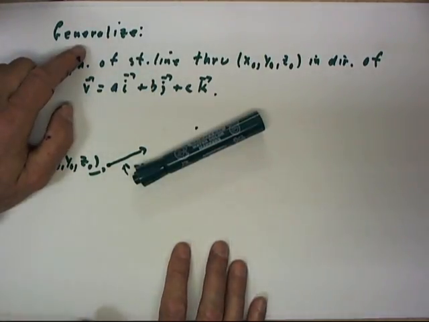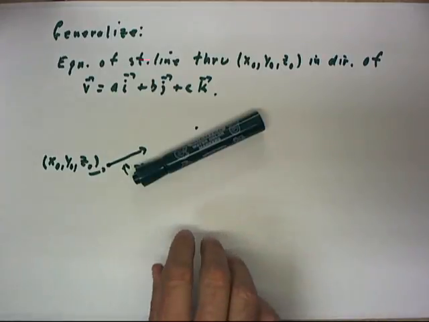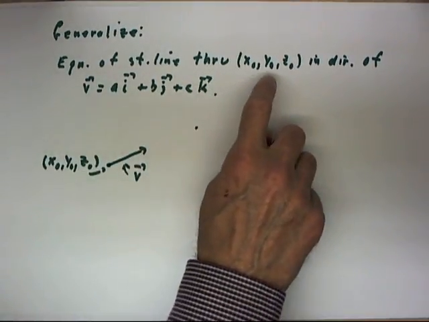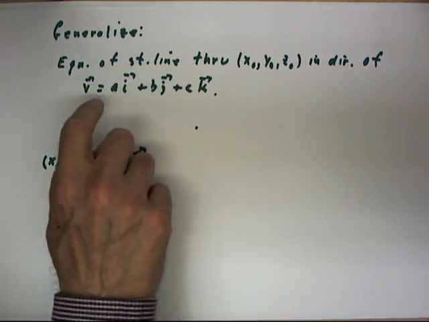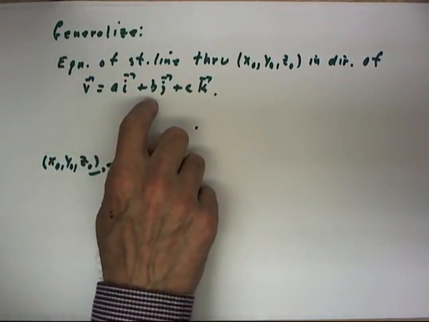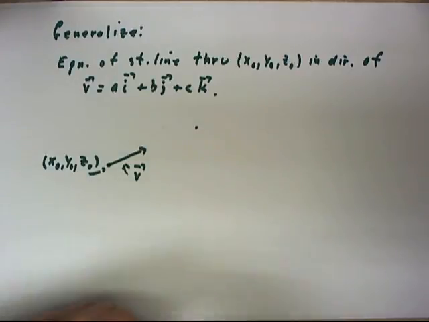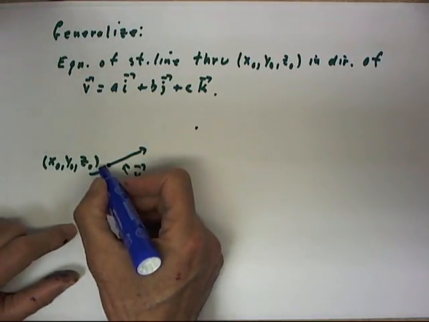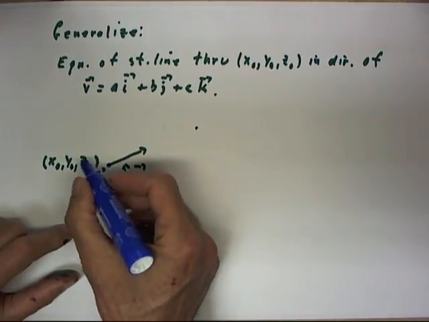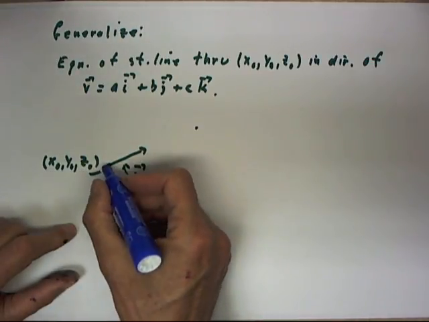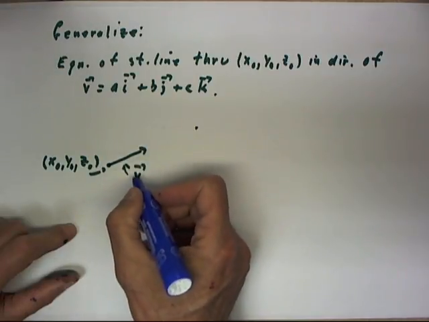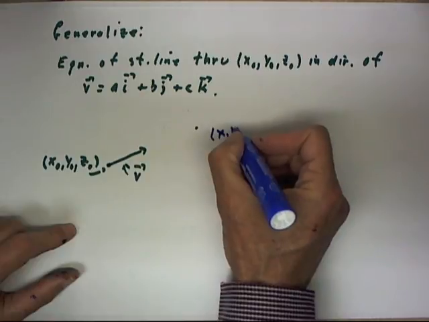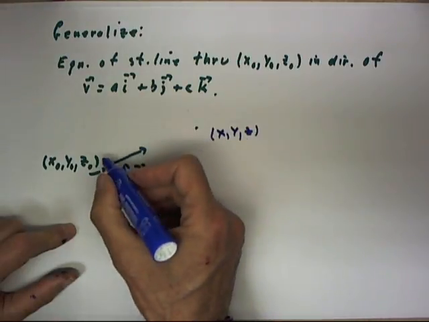We can generalize the specific example that we just worked through. We want to, in general, find the equation of a straight line through the point x naught, y naught, z naught in the direction of a vector v equals ai plus bj plus ck. Now, we picture this the same as before. We let this point represent x naught, y naught, z naught, and we let this vector represent our vector v. And out here we let some point represent x, y, z.